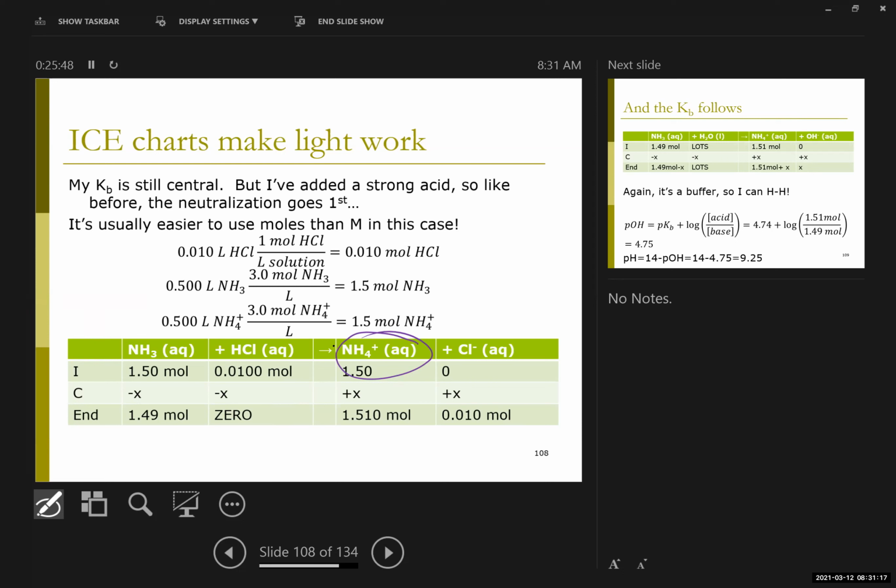And so the net effect is that I have less ammonia and more ammonium. It just so happens in this case, I'm starting from a baseline of 1.5 moles of ammonium, and in the last problem I started with 0. But the net result is still the same. I now have some ammonia and some ammonium. Those are conjugates, and so it's still a buffer.